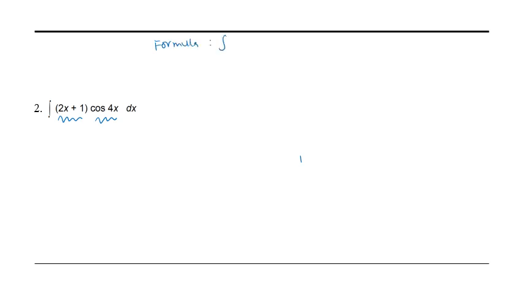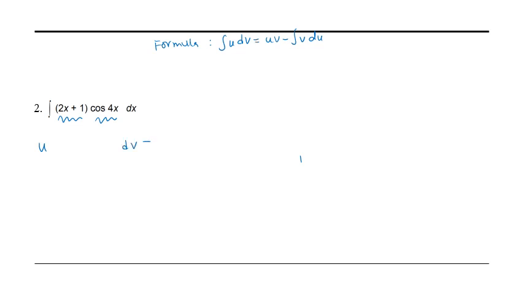So integrate u dv is equal to uv minus integrate v du. So this is the formula. Alright, so step 1, identify our u and our dv. Okay, so how to identify u and dv?